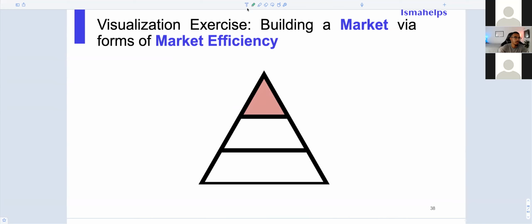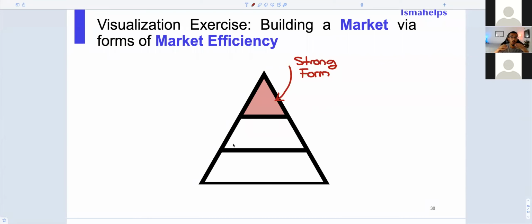But all jokes aside, this is the peak of our pyramid, okay? So what am I trying to say? This represents a strong form of market efficiency, okay? The peak of the pyramid would be a strong form of market efficiency. That's what I'm trying to represent.